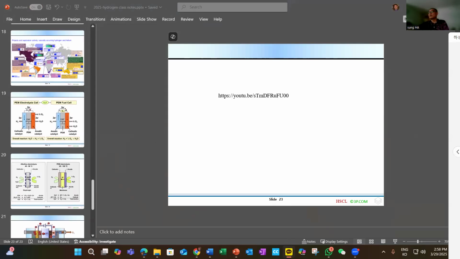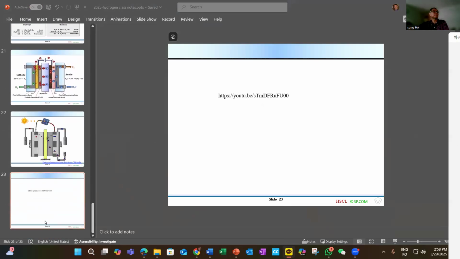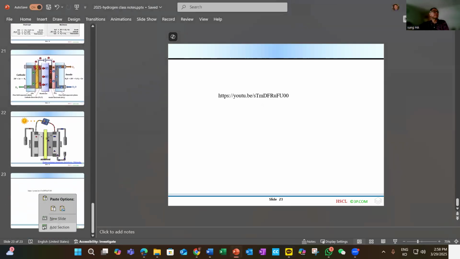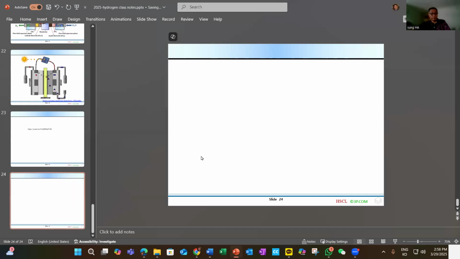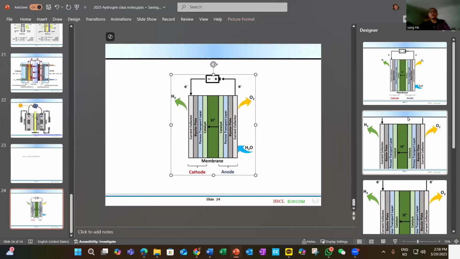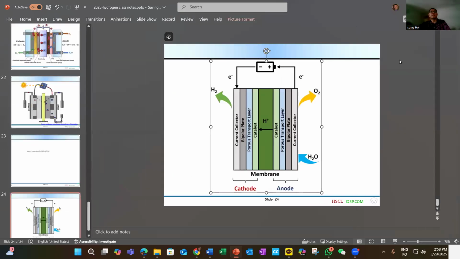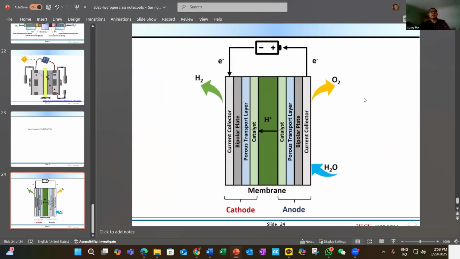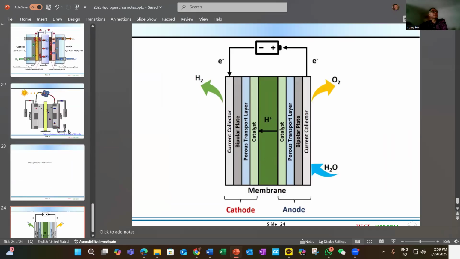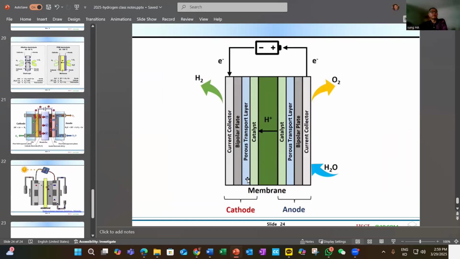We have another figure showing this multi-layered PEM. Okay, you watch the video on PEM stacking. Okay, this is a PEM stacking.